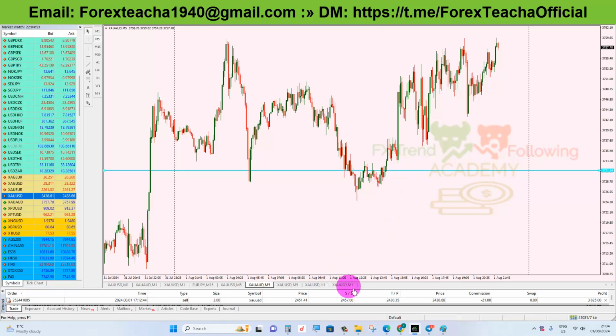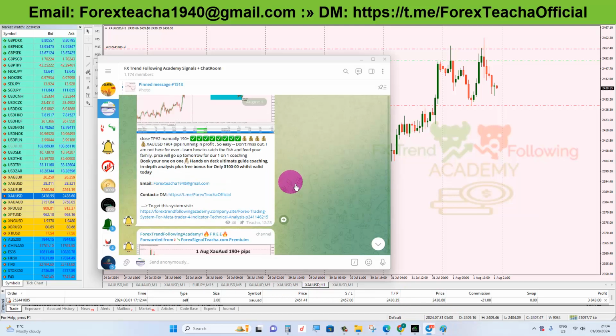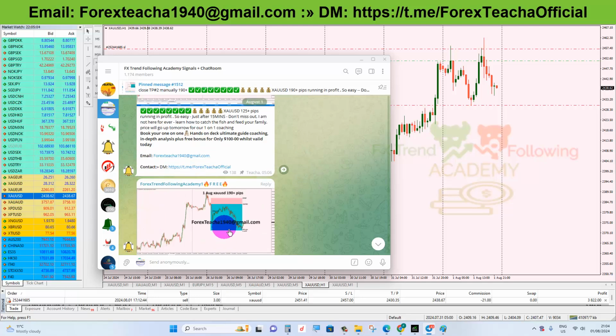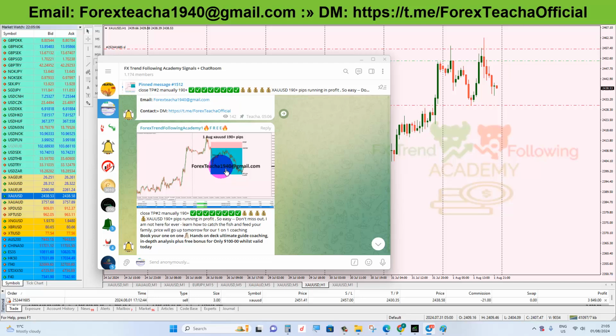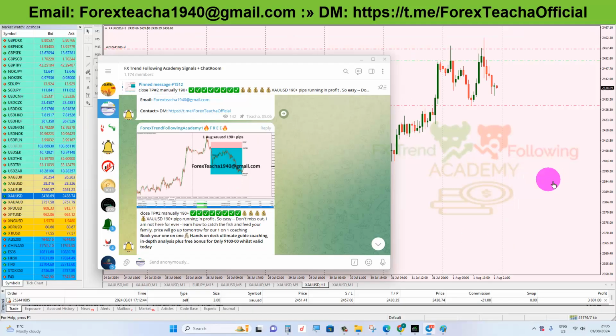So this out of the way, let's quickly go back to our signal, to our Telegram channel. So this was sent also in the Telegram channel for free. This was a free Forex signal. You can see it was updated also. It was running 190 pips. All right. When we told you guys to close the trade, you can see here, close the TP2 manually, 190 pips in profit.